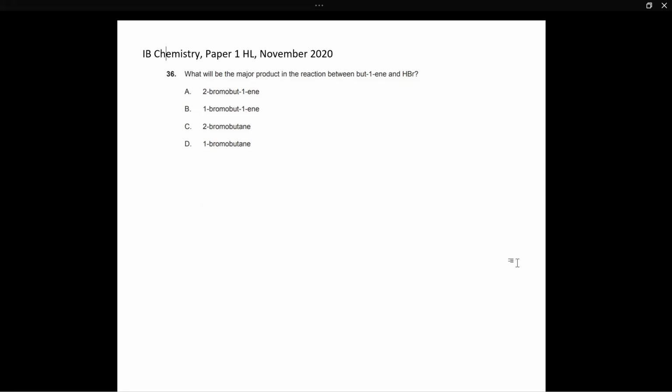This is only content for HL students. SL students don't need to know this. You don't need to know about major products and minor products. So let's figure this question out. We have these four options.